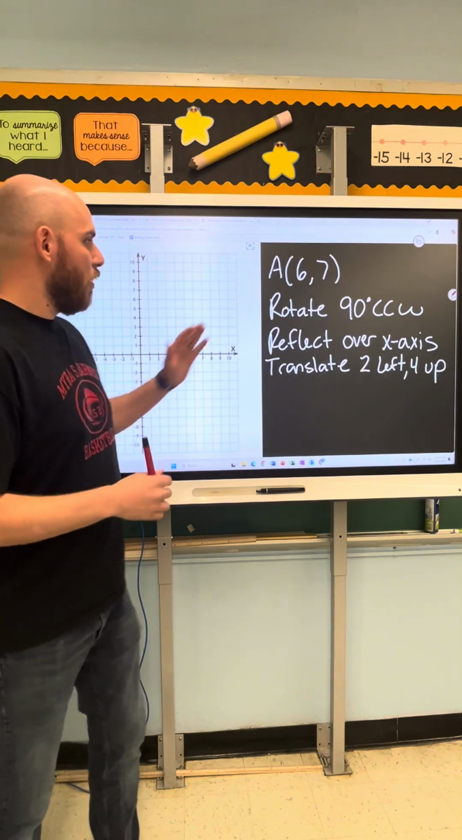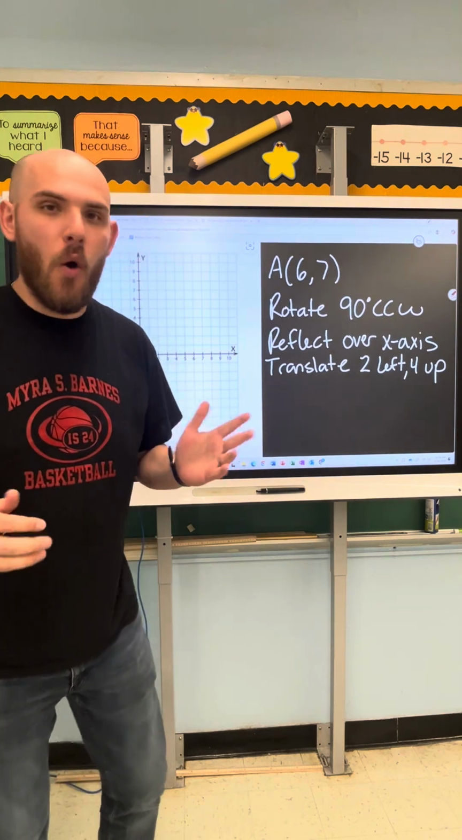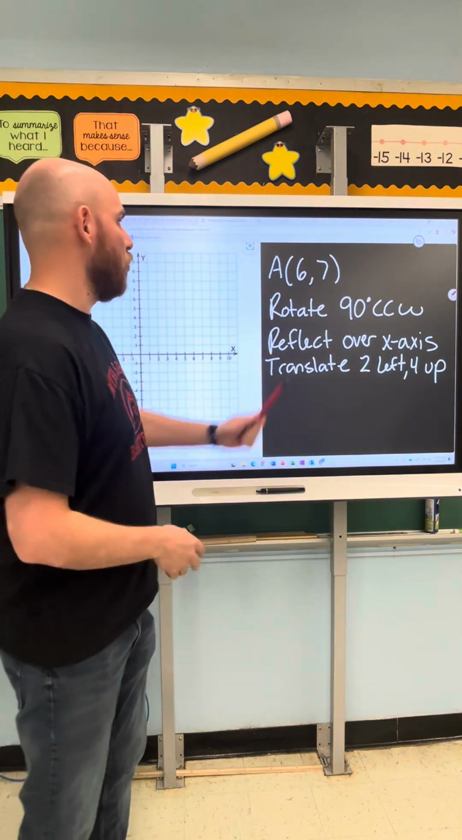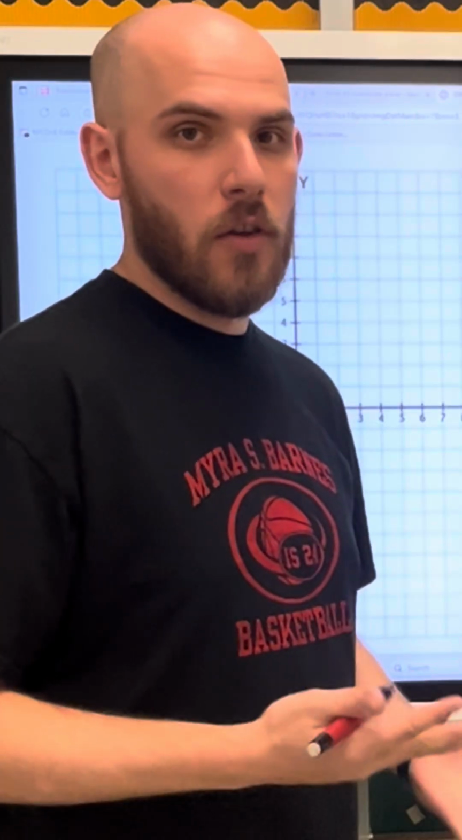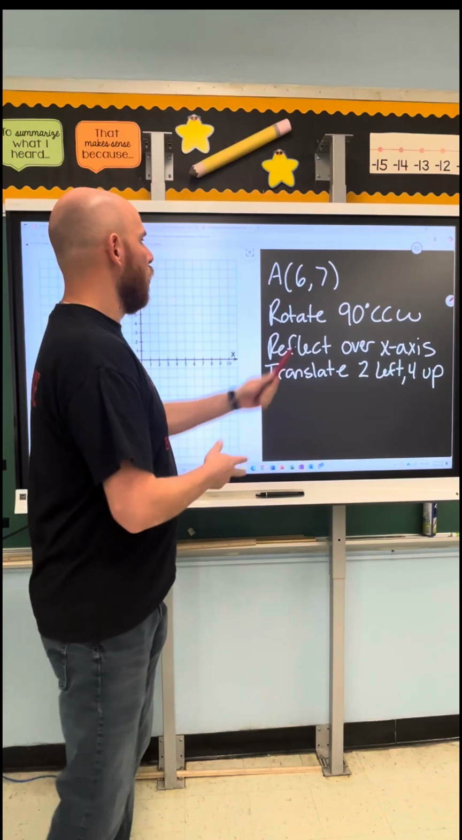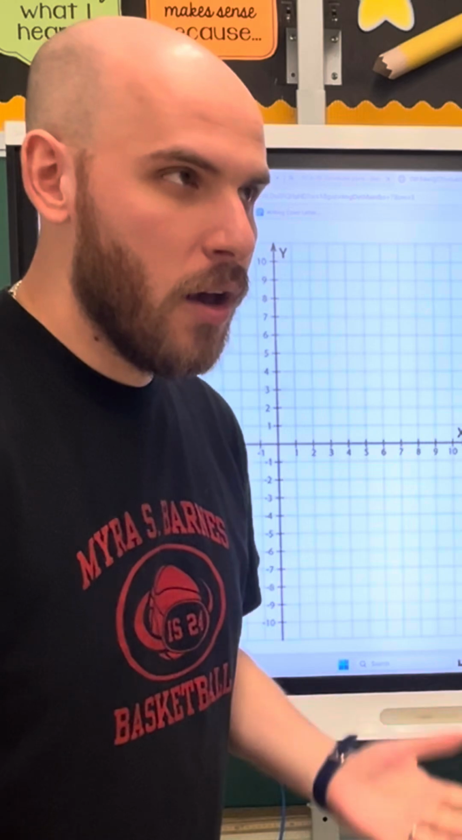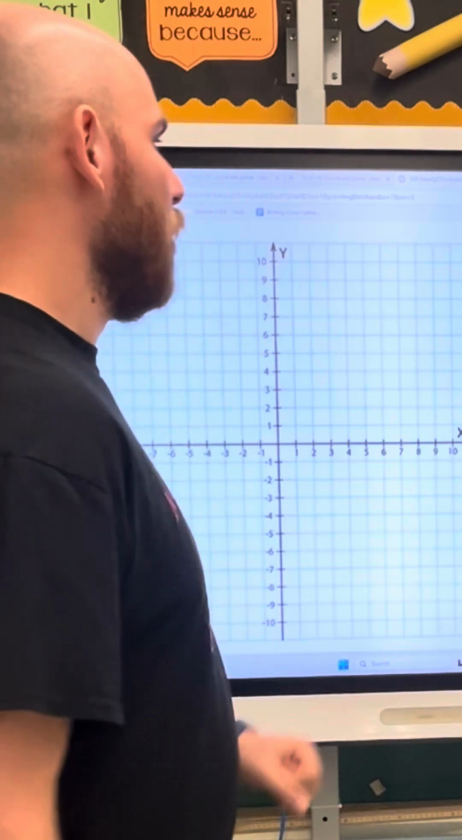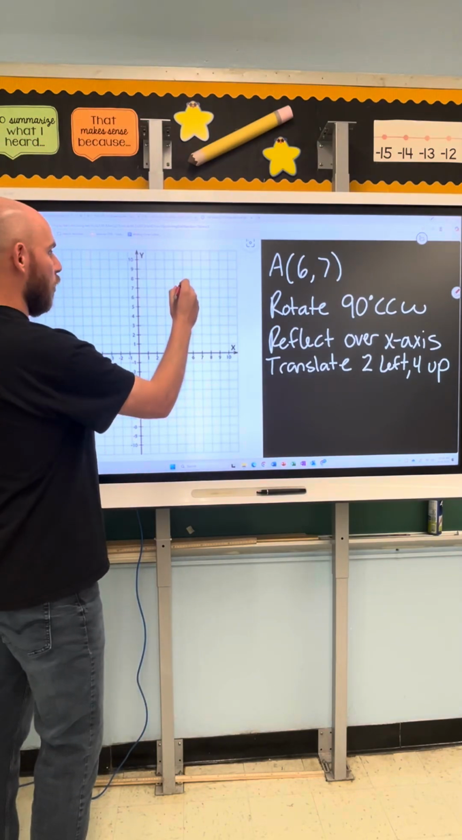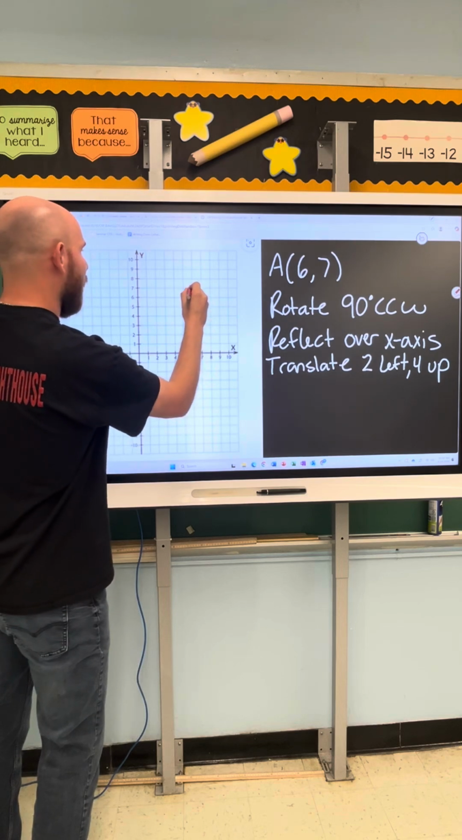I'm gonna teach multiple transformations using the only point my students can pay attention to, which is (6, 7). Okay, so here we go. It starts off with (6, 7). So I'm gonna plot that, (6, 7). So let's see, that's point A.